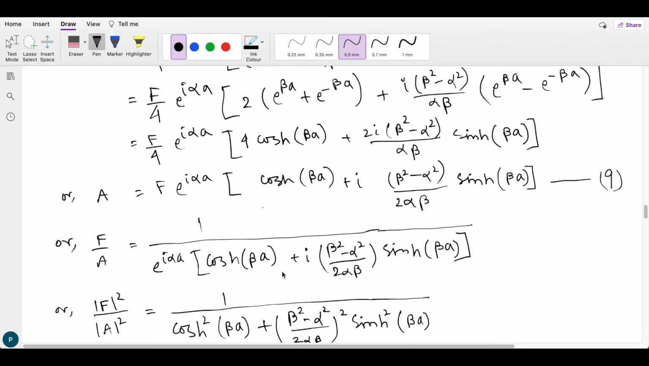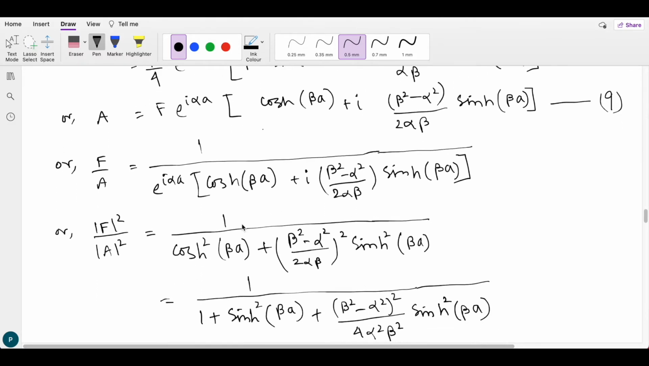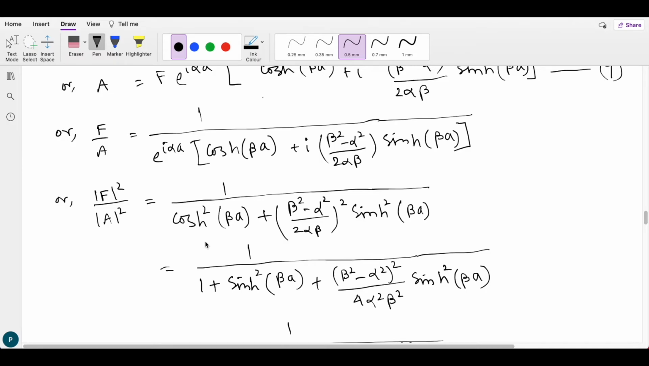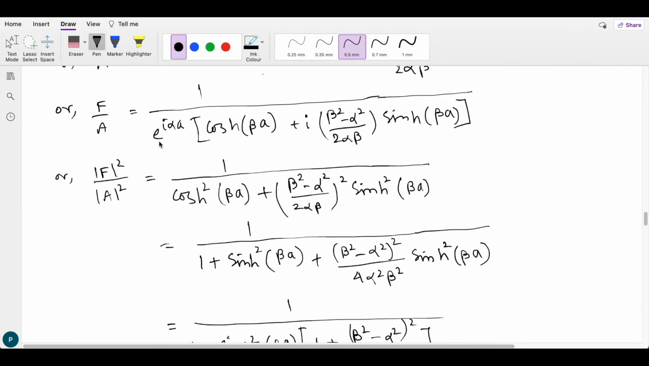Now we know that the transmission coefficient is mod of f square by a square. So let's calculate that. If we first calculate f by a, which is 1 by this whole term, the coefficient of f on the right hand side of the equation, and if we square it, the exponential term cancels out and we get this.